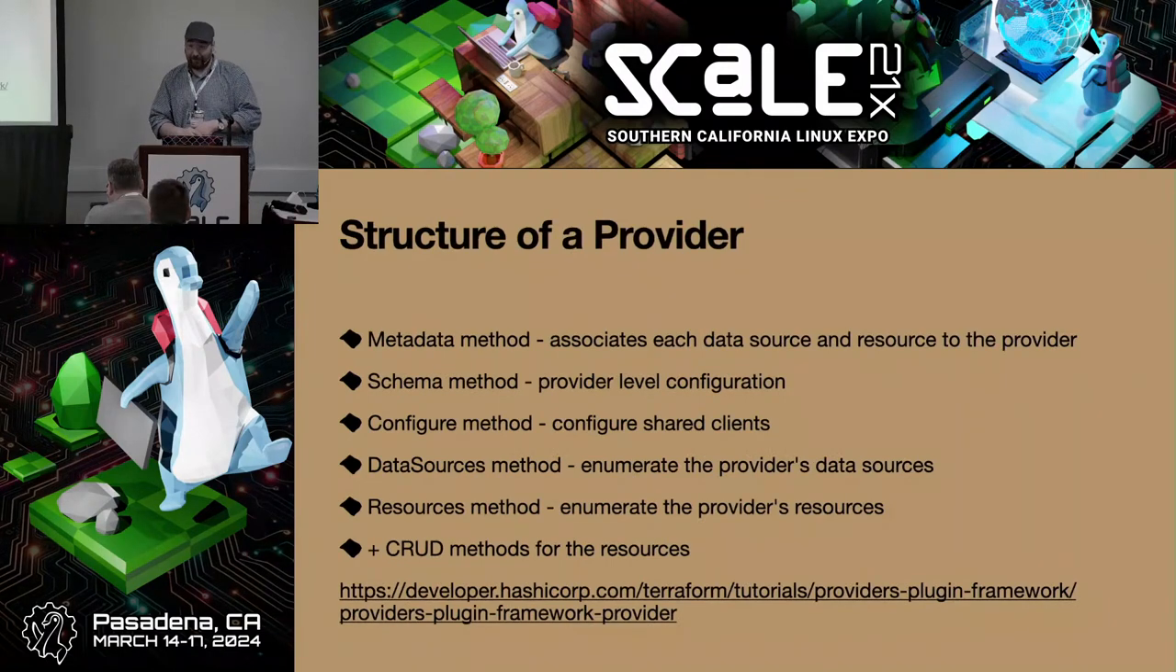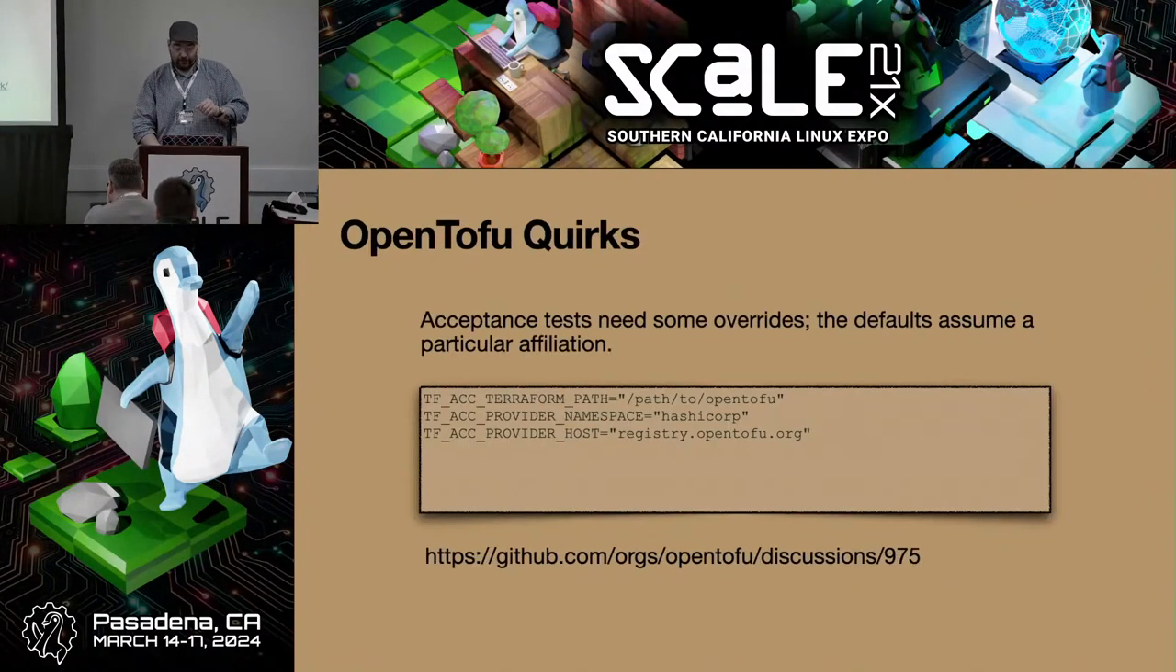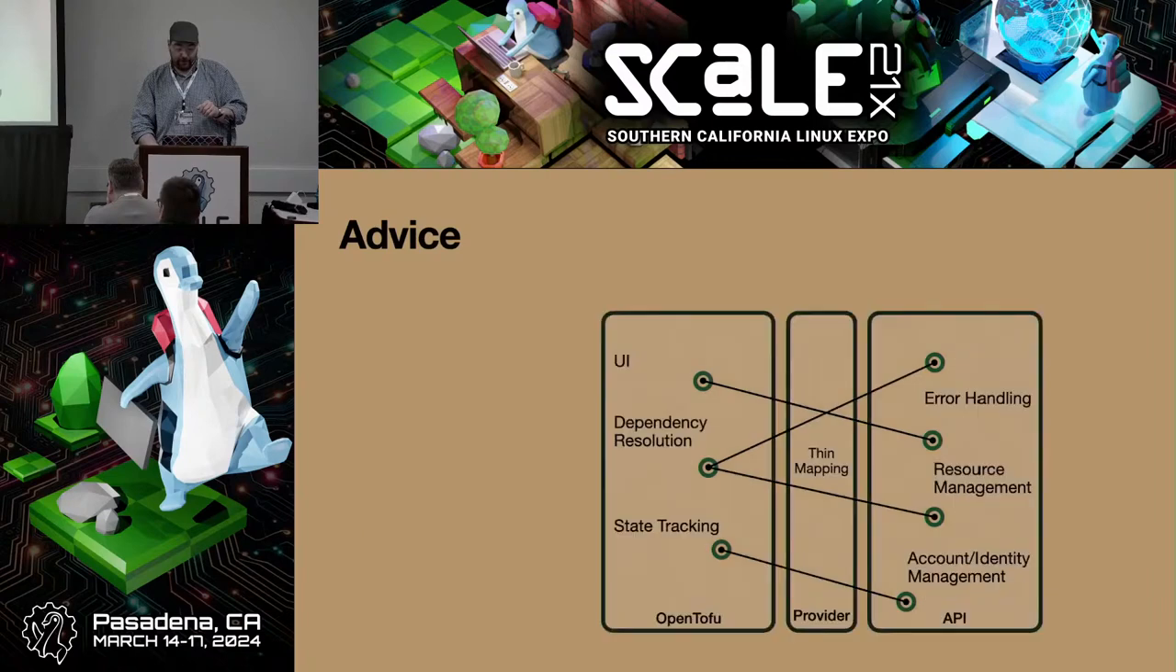The structure provider basically has for itself a metadata method, a schema method, a configure method, data store methods, and these are basically registering its capabilities with Tofu itself. Separately, you will have a series of CRUD functions, create, read, update, delete, which are faced more toward your code. In fact, I'm going to skip ahead.